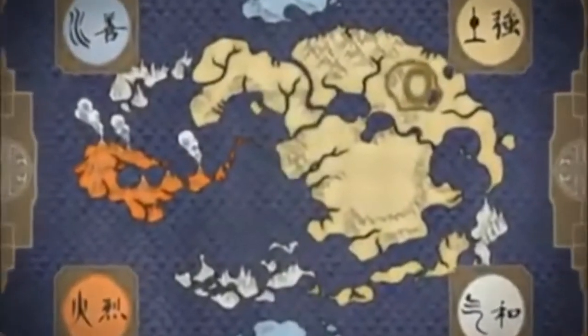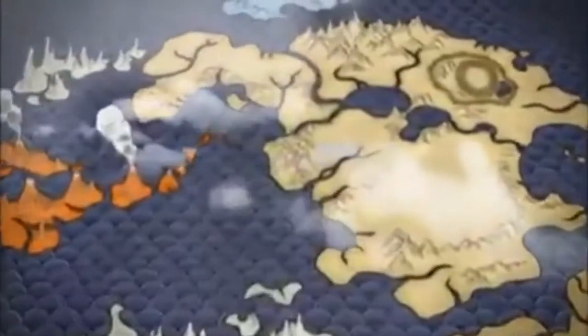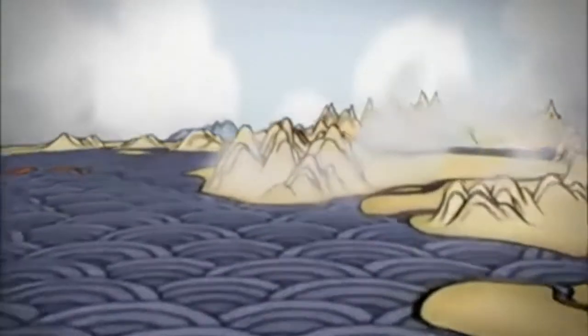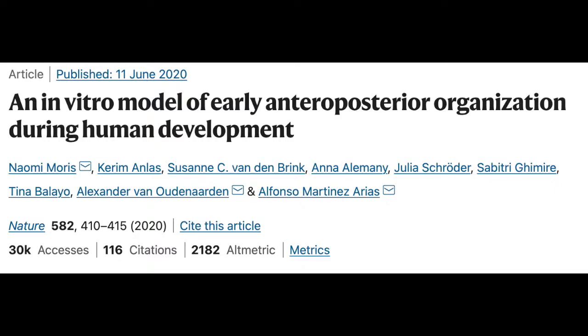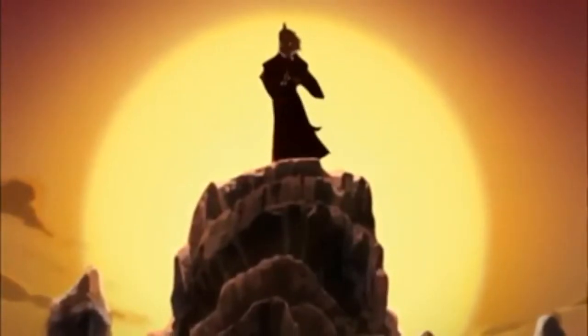extra-embryonic tissue. My scientists used to tell me stories about human in vivo gastrulation, when the embryo is implanted in the uterine wall and gastrulation occurs with the blastula rearranging to form the endoderm layer, mesoderm layer, and ectoderm layer. But that all changed when it could be visualized with an in vitro model of early anteroposterior organization during human development. No extra-embryonic tissue necessary.